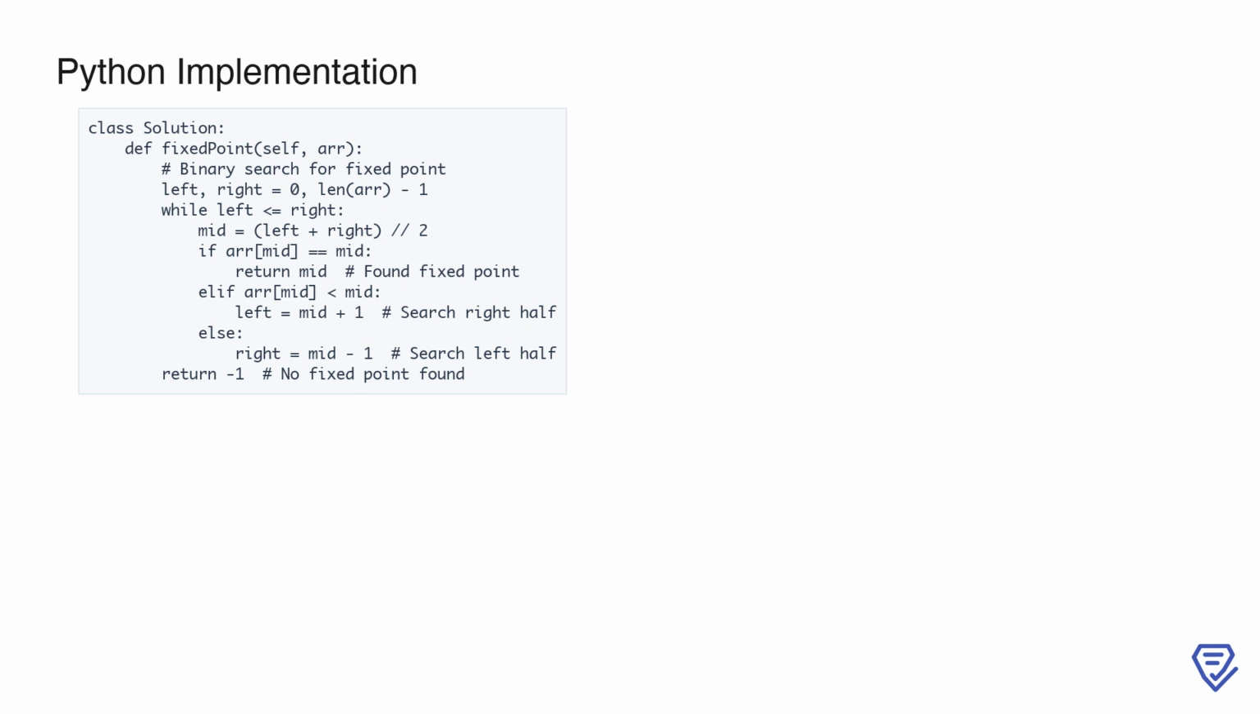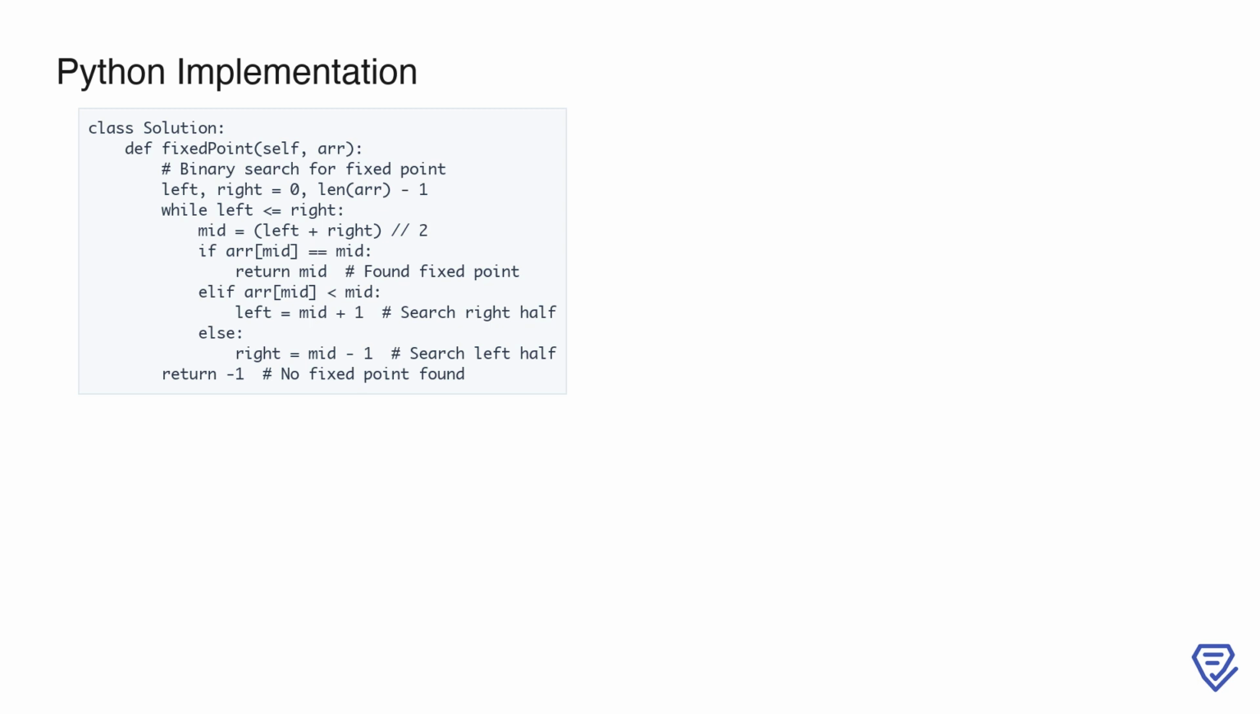If ARR[mid] is less than mid, it means the fixed point, if it exists, must be in the right half of the array. Therefore, the left pointer is updated to mid + 1. If ARR[mid] is greater than mid, the fixed point must be in the left half of the array.